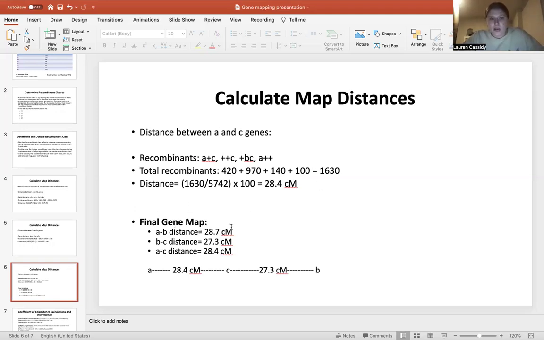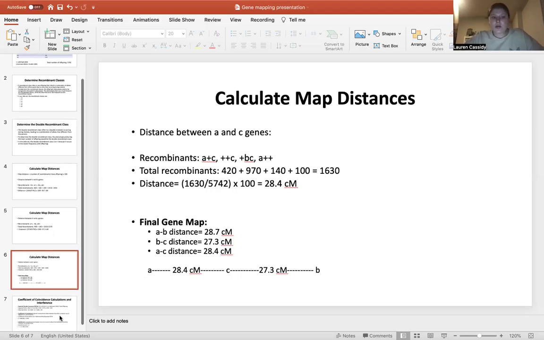So for the final gene map here, we could see each of the distances between them, and we can use that, and it produces the final gene map where A is 28.4 centimorgans away from C, which is 27.3 centimorgans away from B. And then A to B is 28.7 centimorgans.